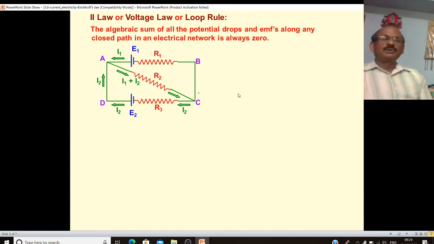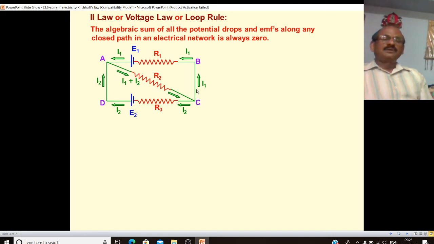Here, the directions of currents are given: from the cell E1, I1 current, and from the cell E2, I2 current. The direction of conventional current is taken from the positive terminal. Here it is not given, so we have assumed it. At point A, two currents are coming, so obviously by using conservation of charge, these two currents have to leave. And again at point C, the current I1 plus I2 is coming.